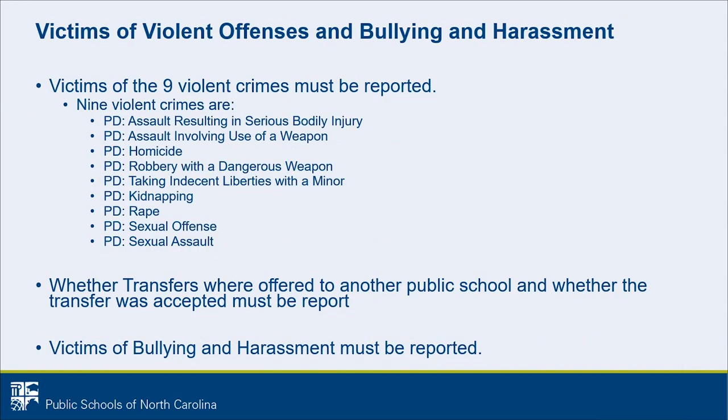In addition, the victims of the violent offenses must be reported. Just to reiterate, the 9 violent crimes are assault resulting in serious bodily injury resulting in hospitalization, assault involving use of a weapon, homicide, robbery with a dangerous weapon, taking indecent liberties with a minor, kidnapping, rape, sexual offense, and sexual assault. Schools must also report if victims were offered a transfer to another public school and whether that transfer was accepted. Also, victims of bullying and harassment must be reported.